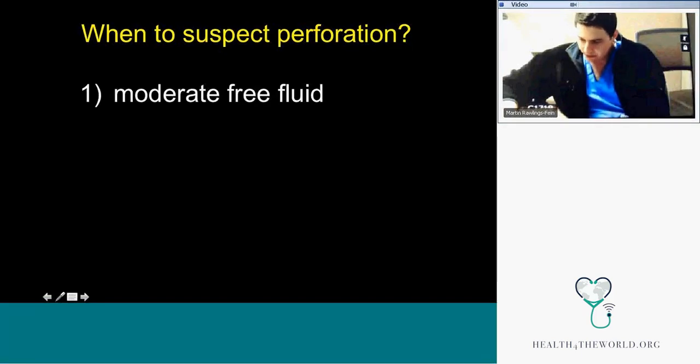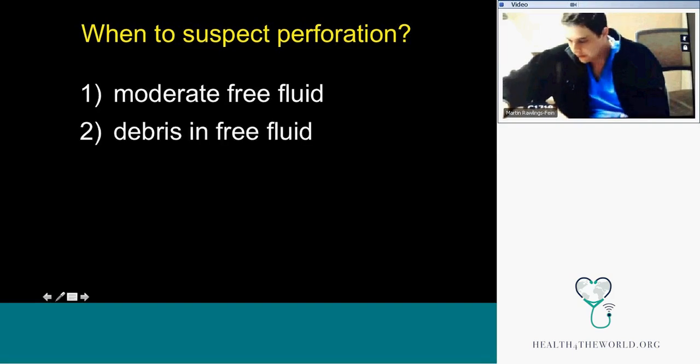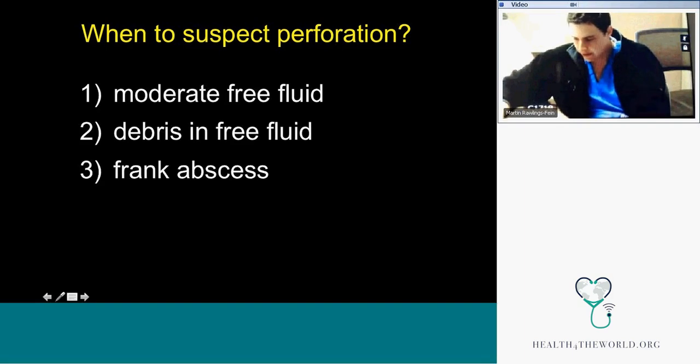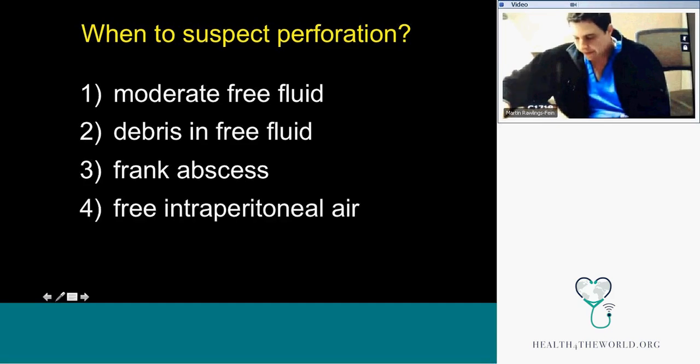So, in the setting of appendicitis or any obstruction, you look for a lot of free fluid, debris in the fluid where you see chunks of fibrinous stuff floating around, and of course abscess, that's kind of easy, and then the air. But that actually doesn't happen so commonly. You see these other things before you see free air.